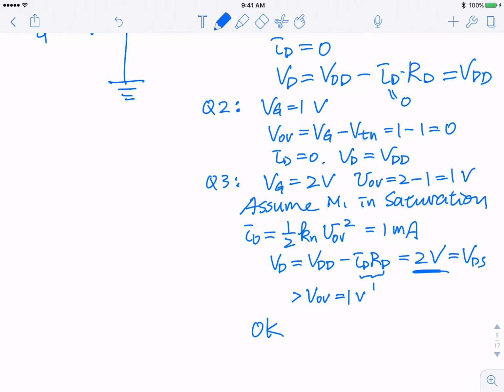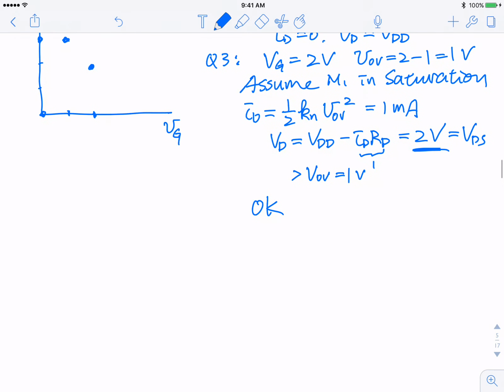So if we plot our transfer curve, we plot our Vg here, Vd here. So at 0 volt, Vd is 3 volts. And at 1 volt, it is also 3 volts. And at 2 volt, now it's dropping to 2 volt here, okay? So Vd starts to drop. And we can continue asking the next question.